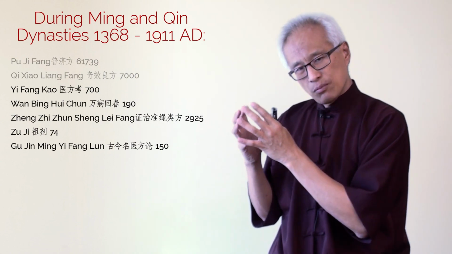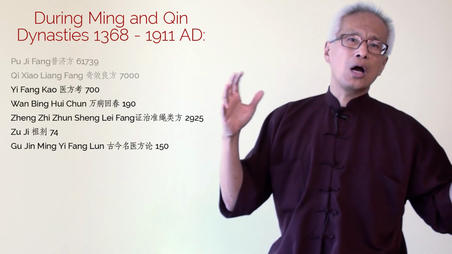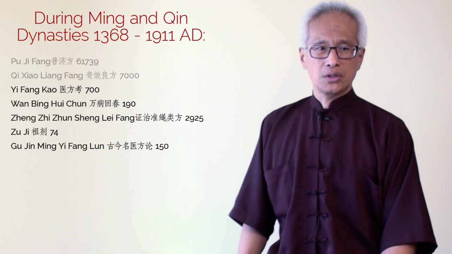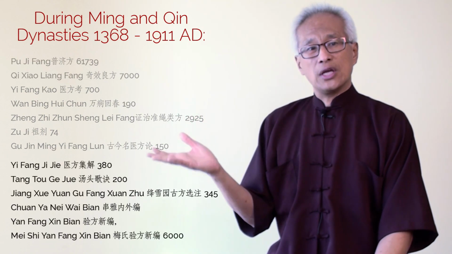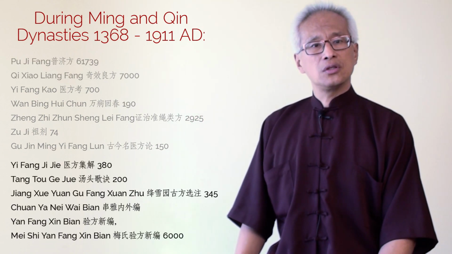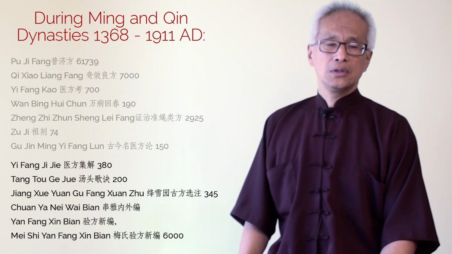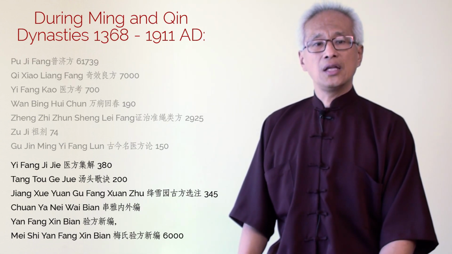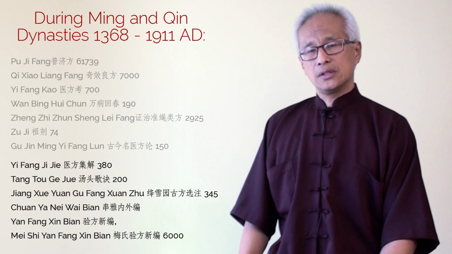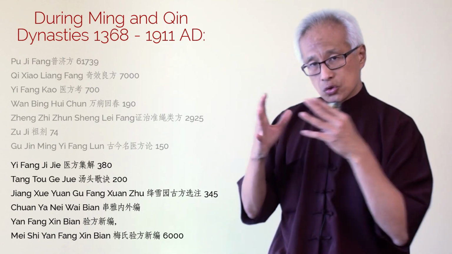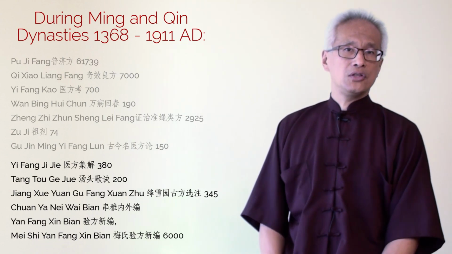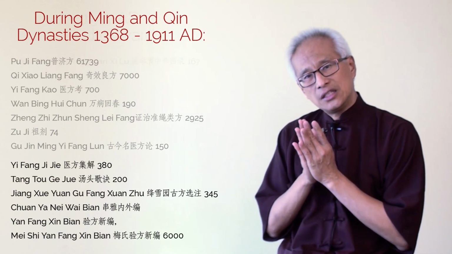So you see some small ones and then some really, really large compilation books. Yi Huang Ji Jie is 380 books. Tang Tou Ge Ju is about 200 formulas, and on and on. So you can see that there are small ones and there's also large compilations.